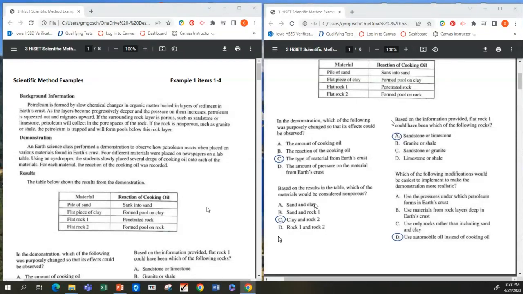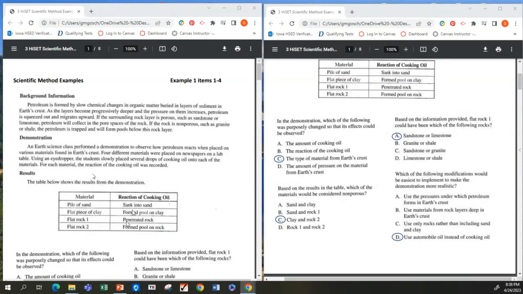So non-porous is very solid rock, has no spaces in it. Demonstration. An earth science class performed a demonstration to observe how petroleum reacts when placed on various materials found in Earth's crust. 4 different materials were placed on newspapers on a lab table. Using an eyedropper, the students slowly placed several drops of cooking oil onto each of the materials. For each material, the reaction of the cooking oil was recorded.